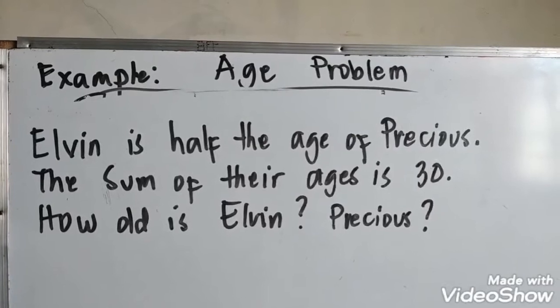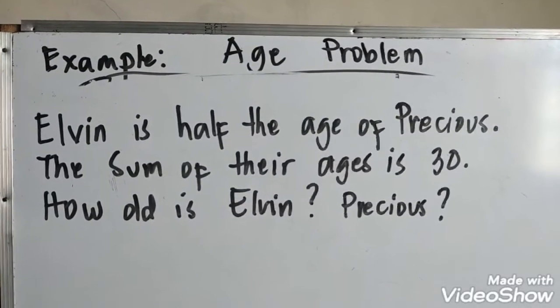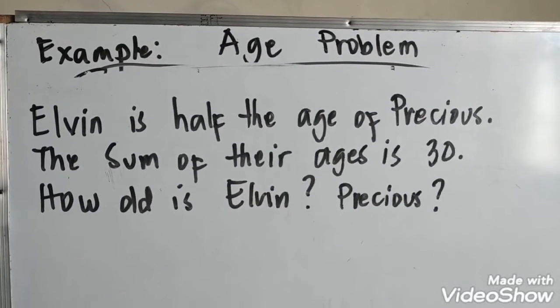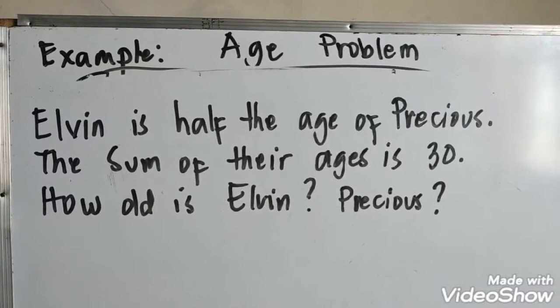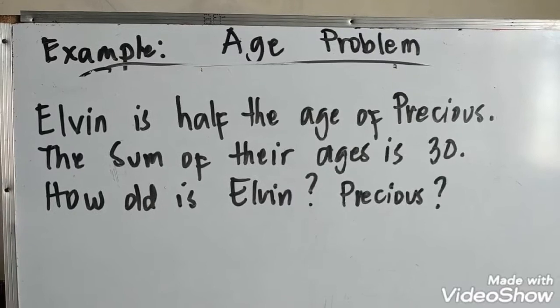Let us have another example. Age problem. Given, Elvin is half the age of Precious. The sum of their ages is 30. How old is Elvin? Precious. So let us analyze the problem.